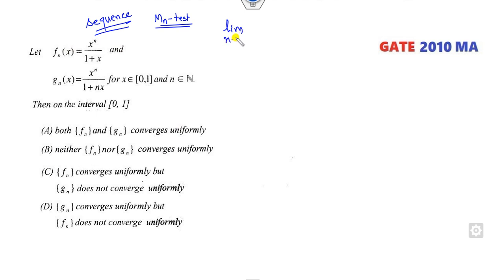Firstly, find the limit as n approaches infinity of Fn. So what will happen? The closed interval is [0, 1]. If x is 0, the answer is 0. If x is equal to 1, the answer is 1/2. You can see the limit exists but it is not continuous. Limit exists but not continuous.